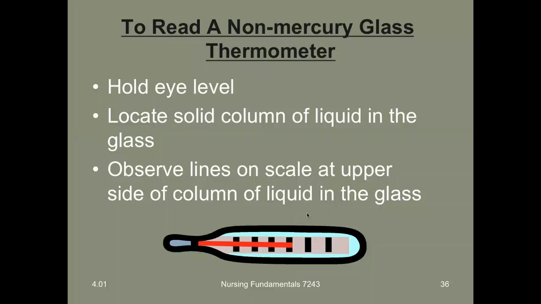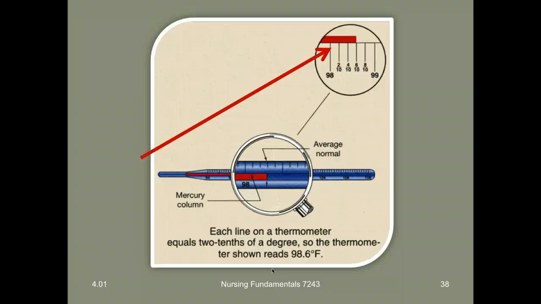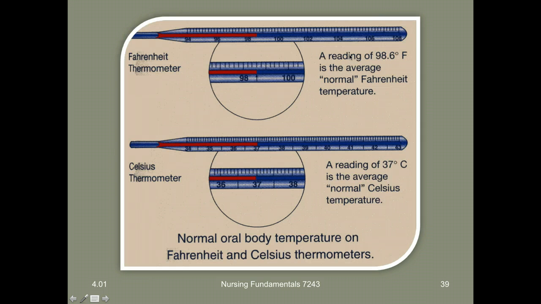You need to hold it at eye level, locate the solid column of liquid in the glass, observe the lines on the scale at the upper side of the column of liquid in the glass. Read at the point where the liquid ends. If the liquid falls between 2 lines, read it to the closest line. A long line represents 1 degree. A short line represents 0.2 of a degree Fahrenheit. So when you look at a thermometer, the long lines are 1 degree. The shorter lines are 0.2.